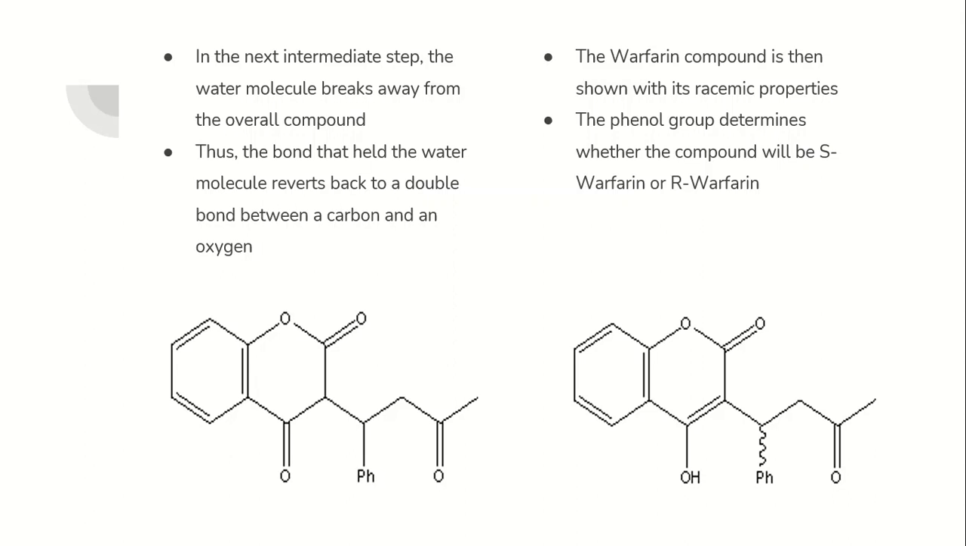In the next intermediate step, the water molecule breaks away from the overall compound. Thus the bond that held the water molecule reverts back to a double bond between a carbon and an oxygen. The warfarin compound is then shown with its racemic properties in the final step. The phenyl group determines whether the compound will be S-warfarin or R-warfarin.